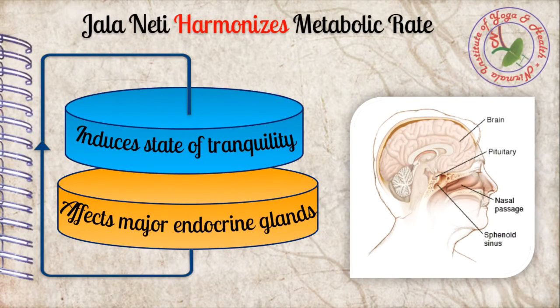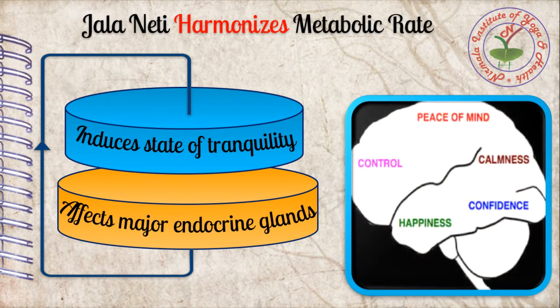In Jal Neti, when lukewarm saline water flows from one nostril to another nostril, it passes through the air-filled cavities called sinuses, that is, frontal, ethmoid, sphenoid, and maxillary sinuses. Jal Neti cleanses the nasal cavity, allows one to breathe freely, and dilates the constricted blood vessels. In this way, Jal Neti induces a state of tranquility, especially in the skull region where control centers of the body are situated.